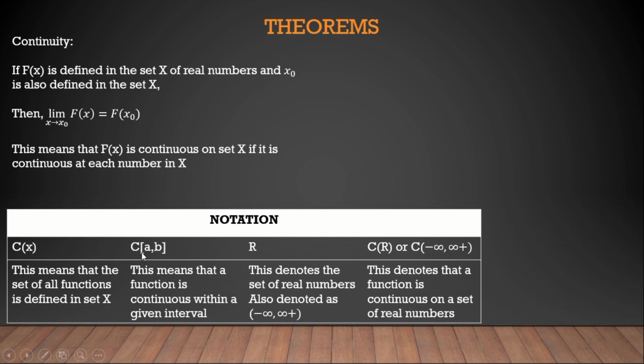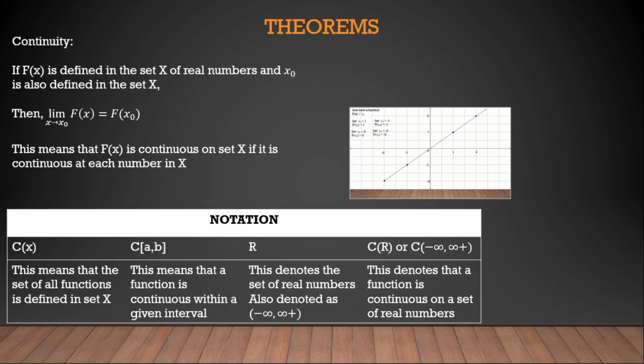We also have C of [a, b], which is continuous on [a, b]. This means that the function is continuous within a given interval, right? And then R means basically real numbers. So if you have C of R, it means this function is continuous on the set of real numbers. Basically, we have that relationship, right? Okay, so let's have a graphical representation of what continuity is.